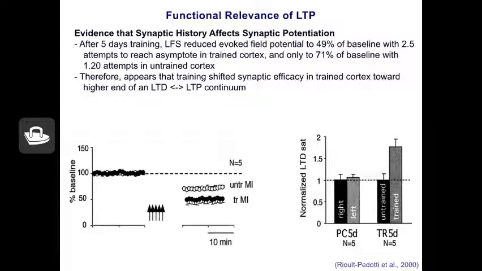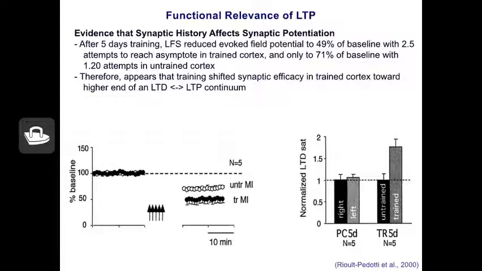I want you to see that the trained cortex could be massively depressed, shown right here. And the untrained cortex, not so much. In fact, the trained cortex, which we hypothesized was potentiated to near its maximum strength by the end of the training, was depressed to 49% of that basal strength using 2.5 rounds of weak low-frequency stimulation on average.